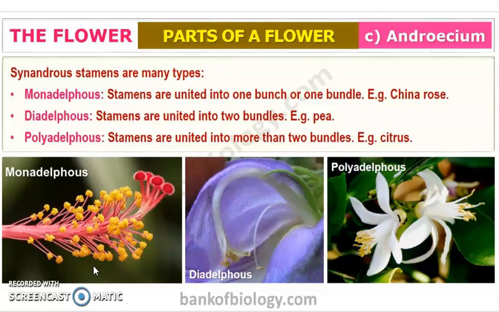These diadelphous stamens are united into 2 bundles. You can understand from the name itself. Diadelphous means that it will have 2 united bunches. So stamens are united into 2 bundles. Example is pea flower. They are united as 2 bundles. You can see this bundle and this one, right? So stamens are united into 2 bundles. Example, pea. And then comes the polyadelphous.